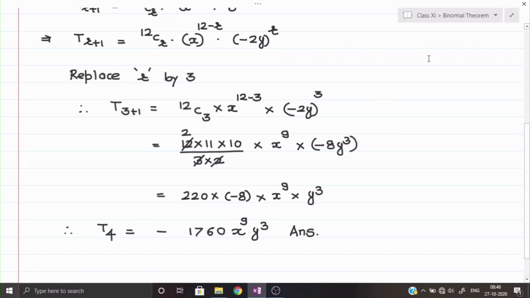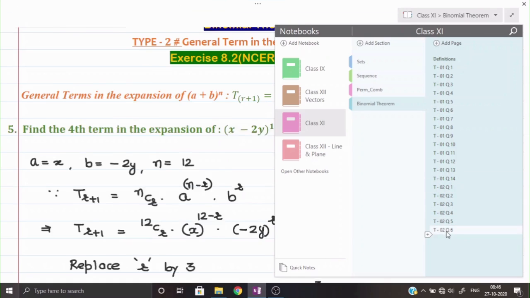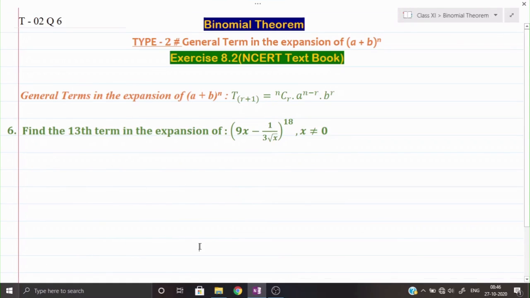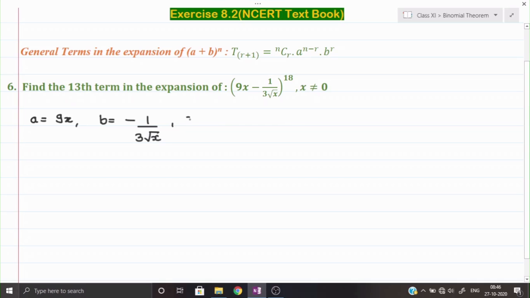Okay, let us see one more question of such kind. We can see now question number 6. See, in this question, what they are saying, find the 13th term in the expansion. Question is very similar, only they are asking the 13th term. Okay, so first I will mention the value of a here. A will be equal to 9x, b will be equal to minus 1 upon 3 under root of x, and the value of n will be equal to here 18.